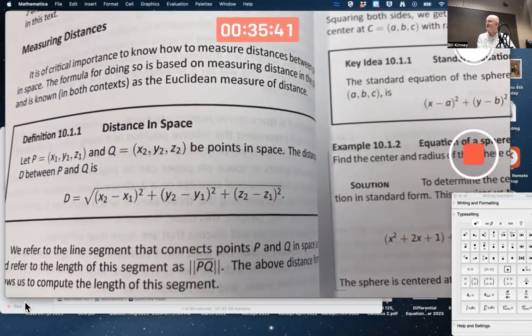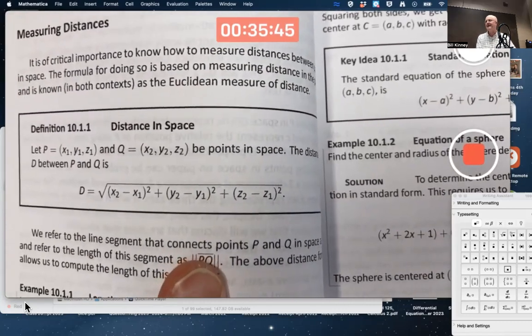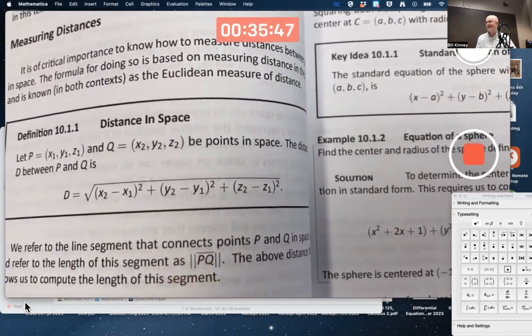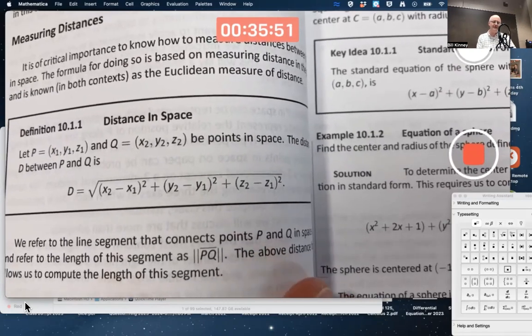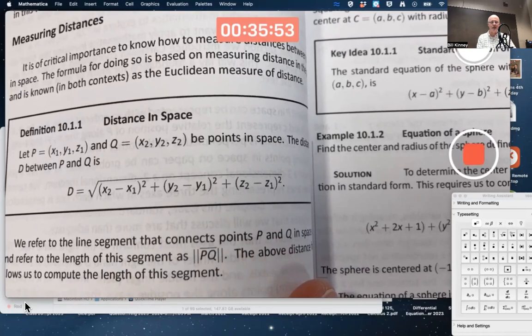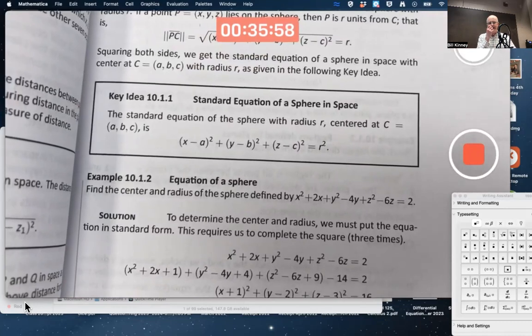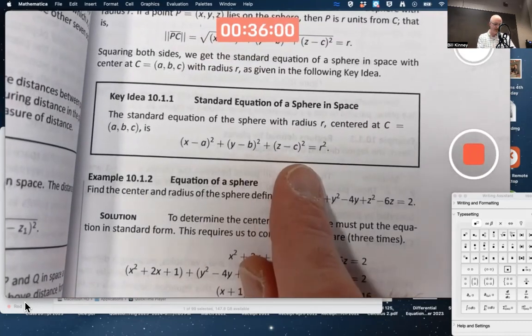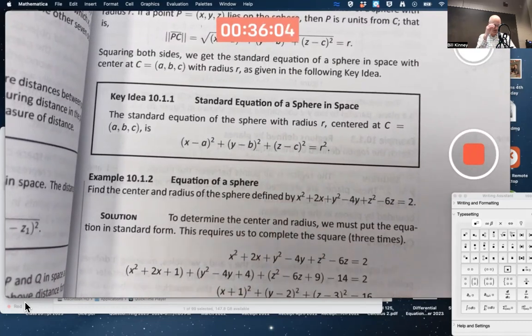It is a generalization of the Pythagorean theorem. In fact, the derivation of this formula involves applying the Pythagorean formula twice. I won't take the time to do that. I probably would not require you to do it, but you should be able to use the formula. We got our standard equation of a sphere involving that distance formula squared, so that the square root goes away.